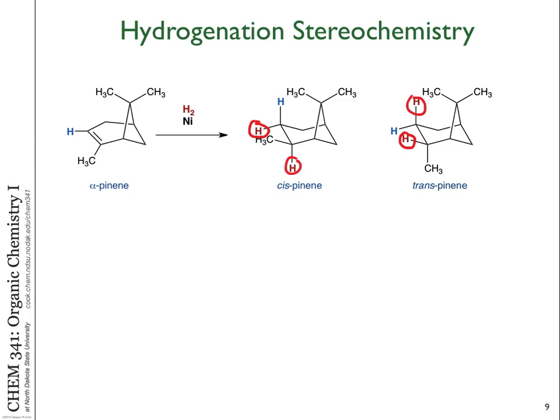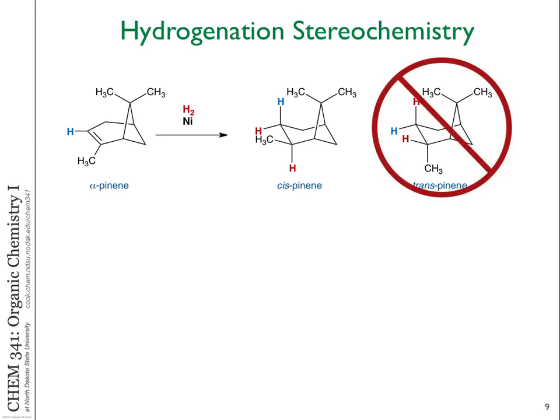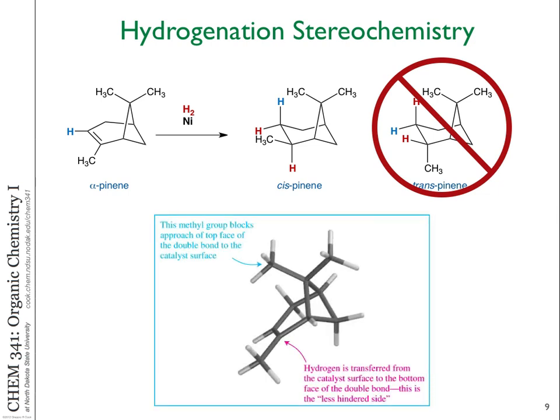In any case, what we see in this reaction is that the reaction proceeds selectively to give only the addition of the hydrogens from the bottom side, because that's the more open side. And if you take a look at this more three-dimensional structure here, you can see that this is blocked.